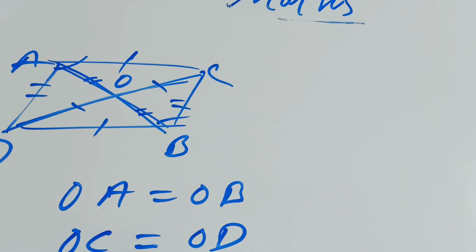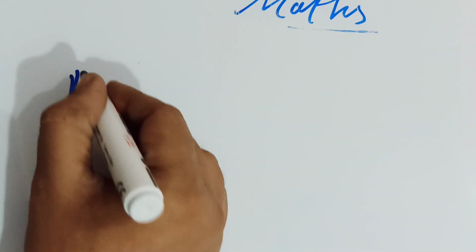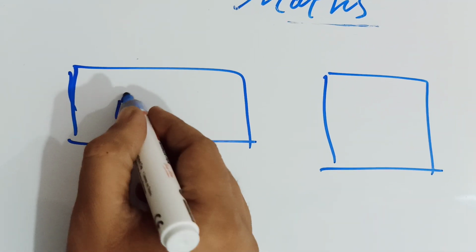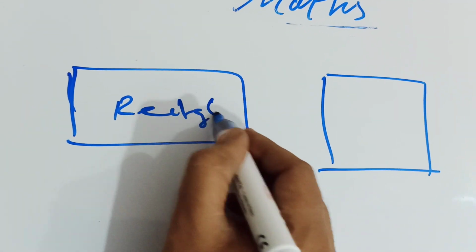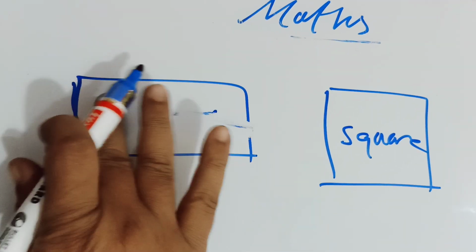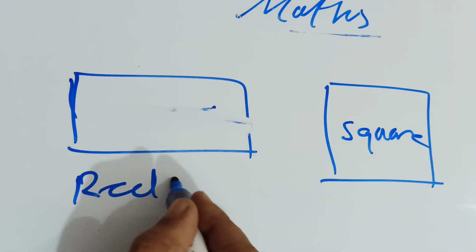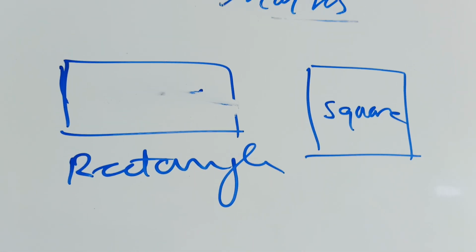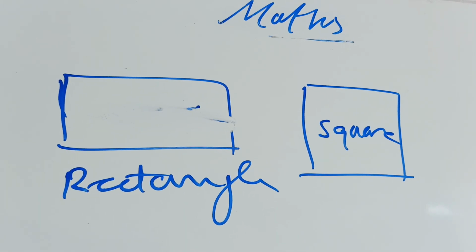So these are diagonals which are equal. I would like to tell you one thing here. In the parallelogram, rectangle is also a parallelogram. Square is also a parallelogram. Rectangle and this is a square. So these are parts of parallelogram.